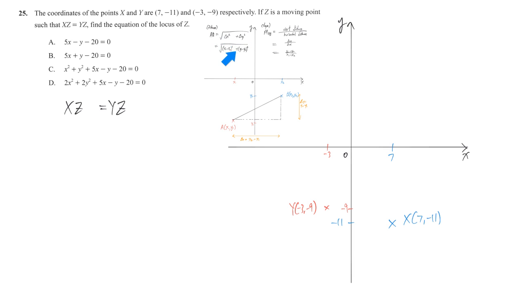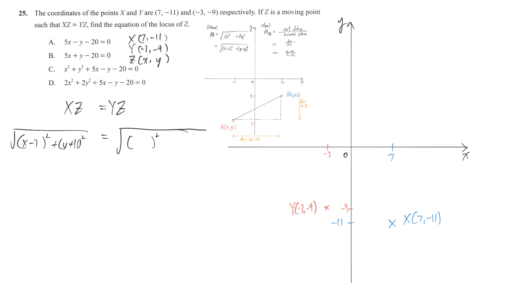And then we learn that the distance formula comes from the Pythagoras theorem. So the distance formula is like this. For simplicity, we list out X, Y, and also Z in vertical order. And Z is a general point, so we let it be (x, y). We use the distance formula between X and Z. So the x difference squared plus y difference squared, which is x minus 7 and then y plus 11. Similarly for YZ, we have the square root of x difference squared plus y difference squared. The x difference is x plus 3, while the y difference is y plus 9.